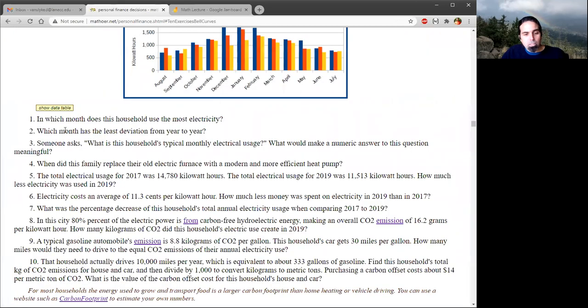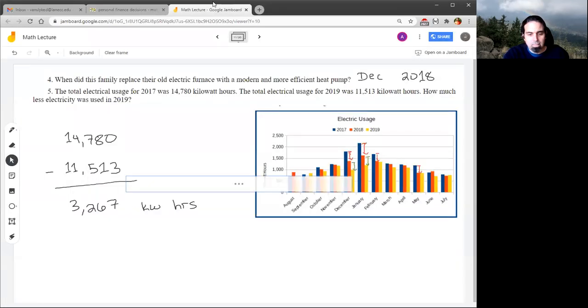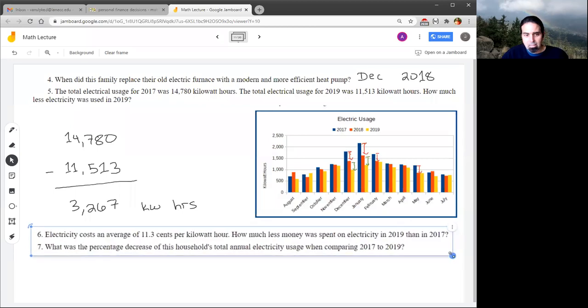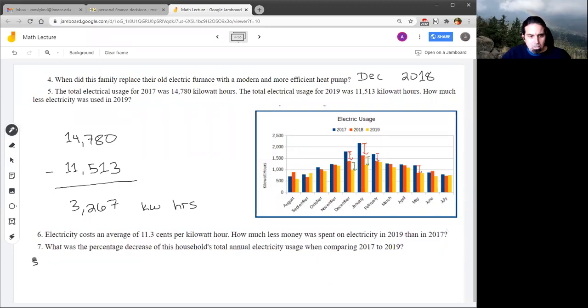Okay, number 6 on this slide. For 6, we're going to take each of those kilowatt hours they didn't use and multiply it by the 11.3 cents. And we get $361.17. So that was their savings. And they could do that kind of math and say, oh, well, the heat pump cost this much. So we're saving about that much a year and like that.